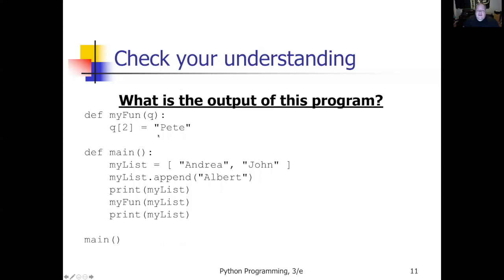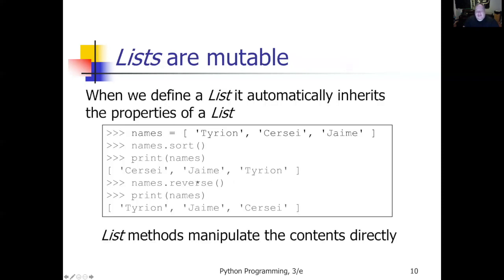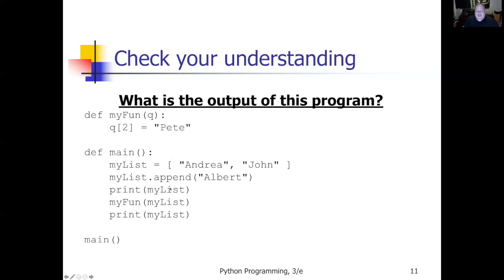So what is the output of this program? Remember, lists are mutable. So I have a function called myFun, which accepts something called q, and I have a function called main, and then I call the main function. myList equals Andrea and John. myList.append Albert. So what's in the list now? Now it should be Andrea, John, and Albert. When I print it, I'm going to get Andrea, John, Albert.